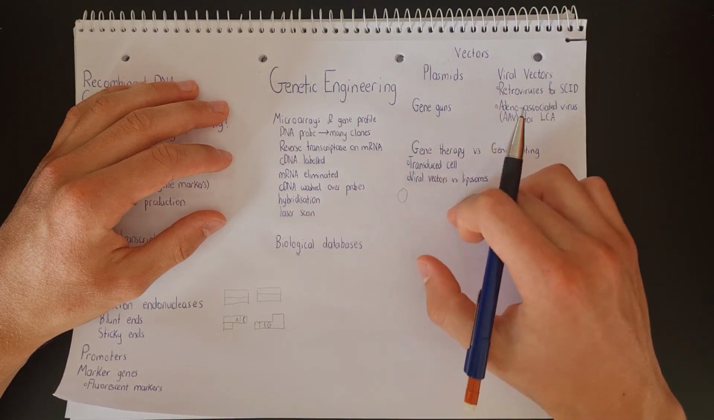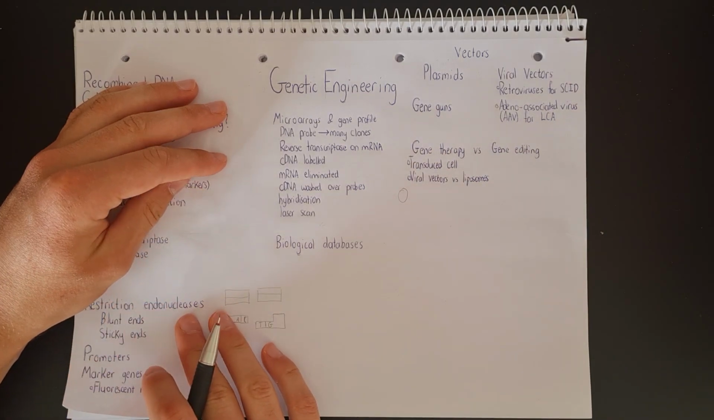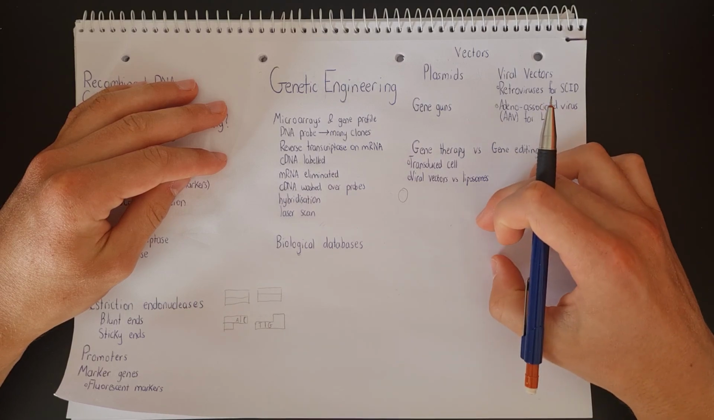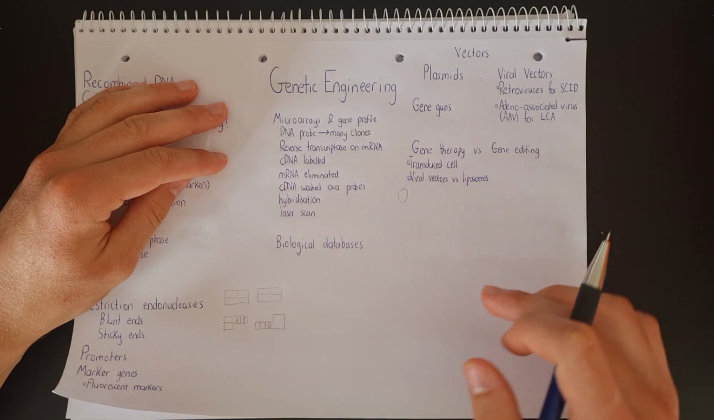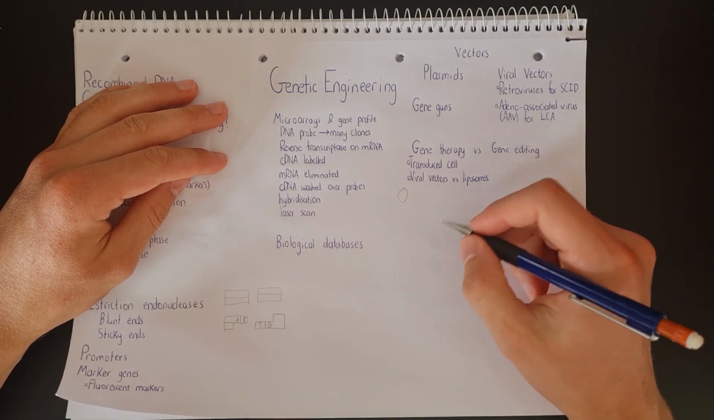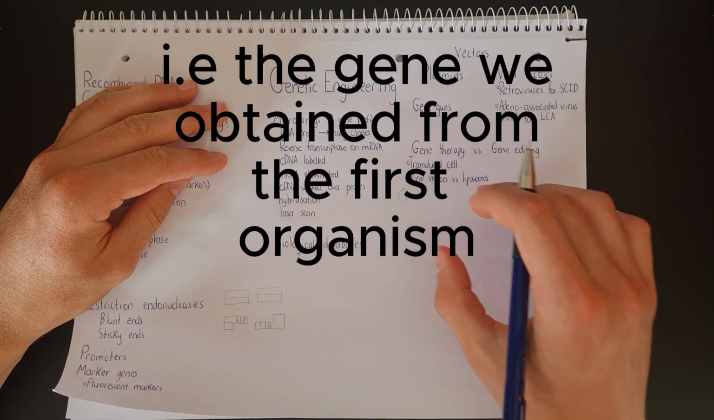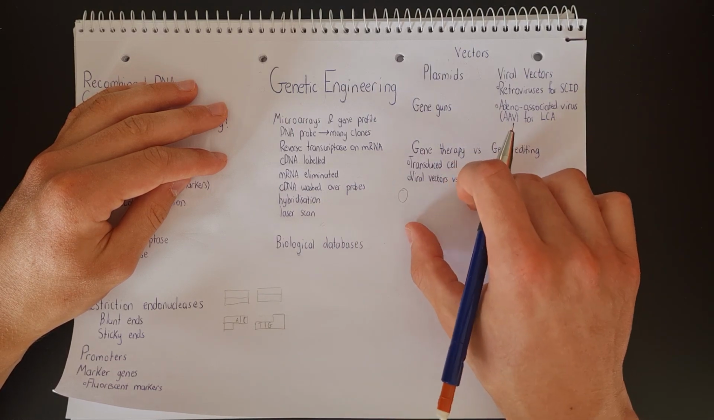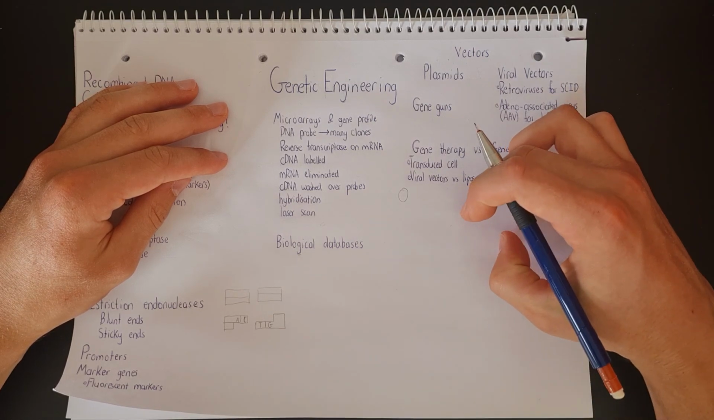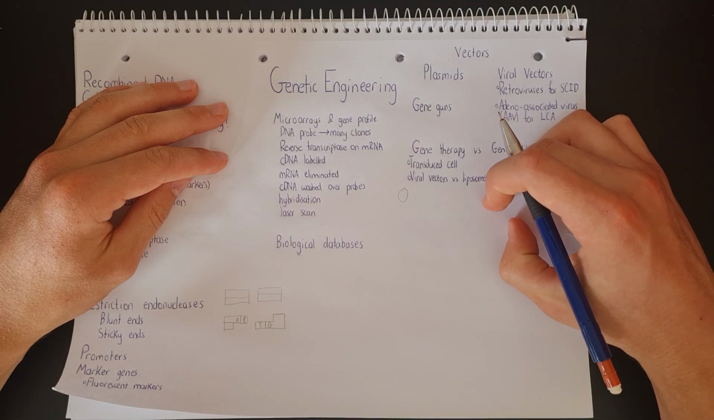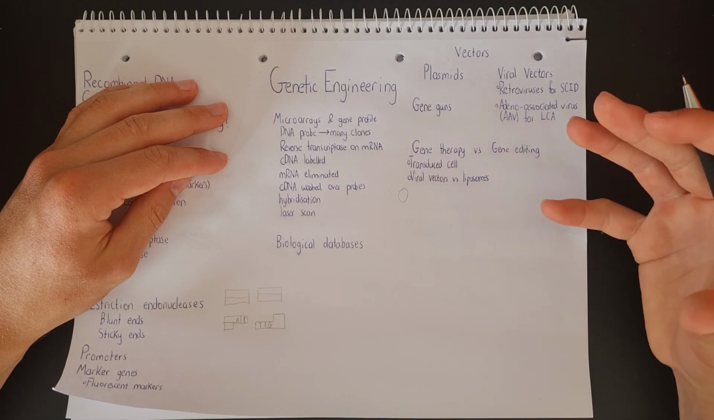Now we have the specific gene that we want. We go to the plasmid and we use the same restriction endonuclease to cut out a section of DNA that will leave sticky ends that will be complementary to the sticky ends of the desired gene. What will then happen is the desired gene will be incorporated into the plasmid, and then DNA ligase will come along and it will join the DNA fragments together, making a recombinant plasmid.